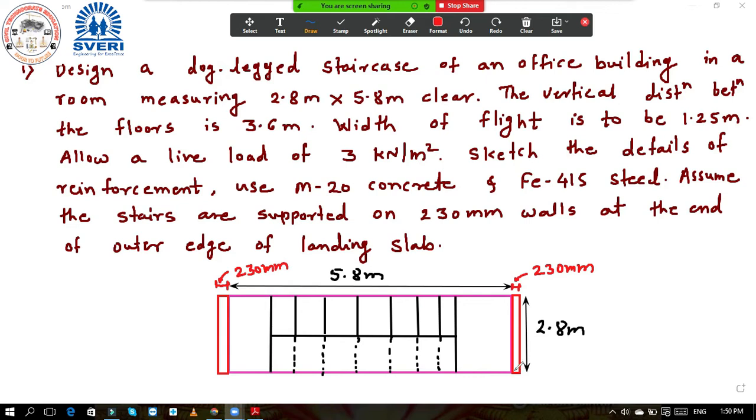230 mm on both sides. So now when this type of condition is there, this is the support. Draw this diagram, this is important. So this is the support.